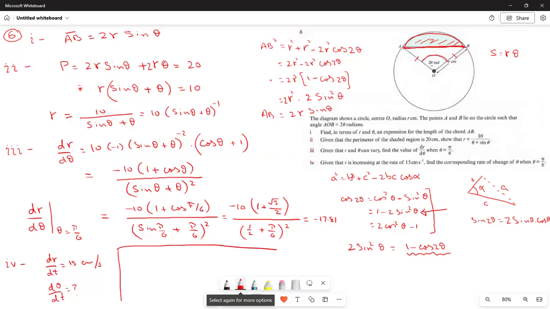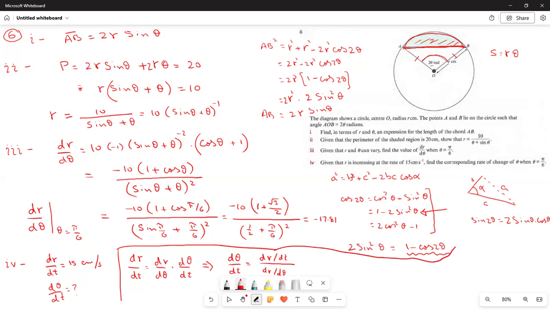Okay, we know that dr by dt is going to be dr by d theta into d theta by dt, right? Yes. Now we are in order. Everything is in order. So it means that if I want to find d theta by dt, this would be dr by dt divided by dr by d theta. Okay. And let me try to see if I can finish it over here.